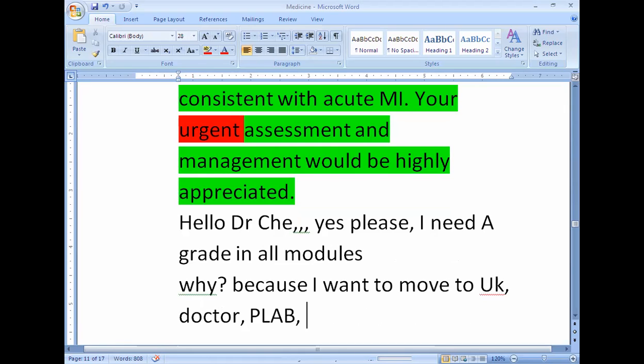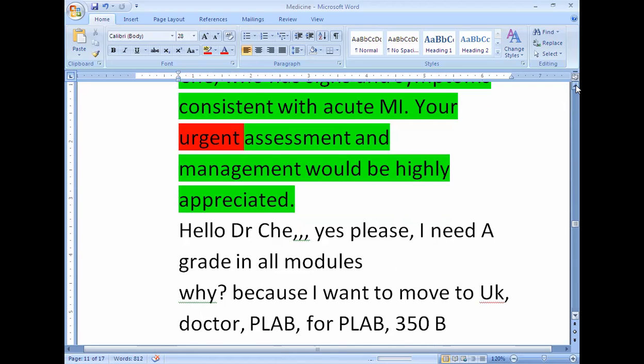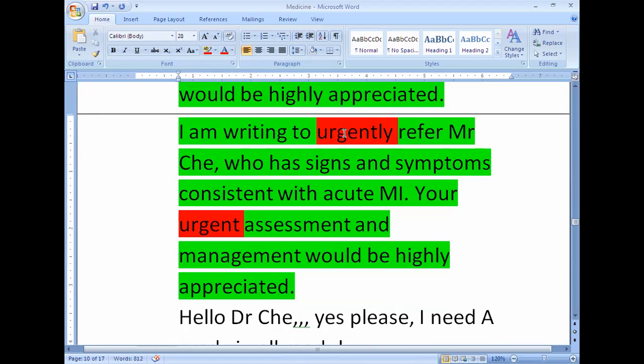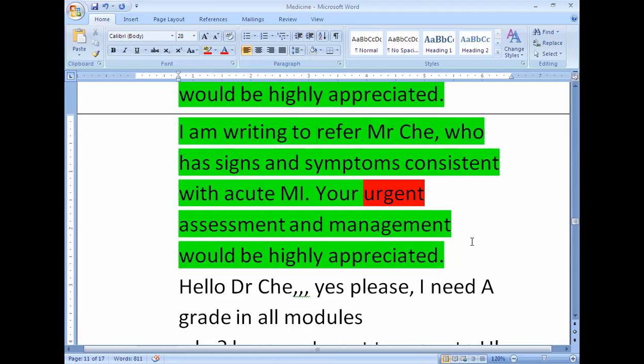I told him, for PLAB you don't need an A grade in every module. You only need 350, a B grade, in all modules. Then he said, okay, I need to pass this exam. So if you want an A grade, then you can try to write it, otherwise you should write in one place, here or here.